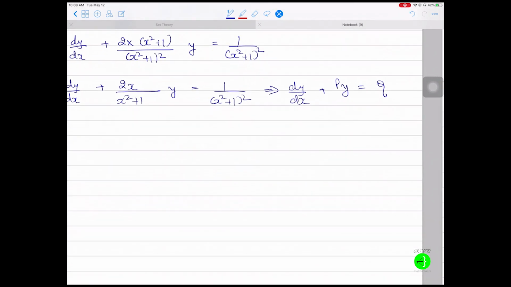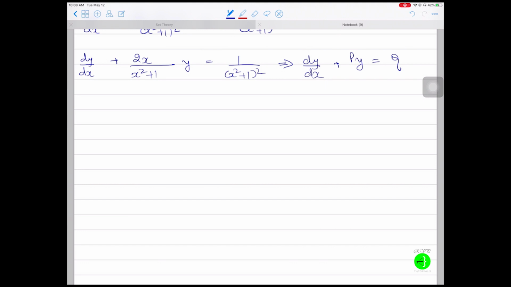So the integrating factor is equal to e to the integral of this term, 2x over x squared plus 1 dx. Let me just solve this real quick. If we substitute x squared plus 1 as t, then 2x dx is dt. So the integral becomes log of x squared plus 1, and e to the log would cancel out, so that would be x squared plus 1.